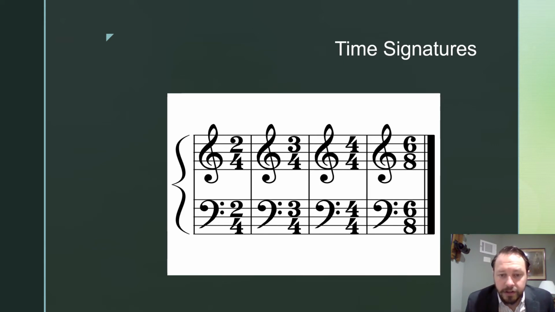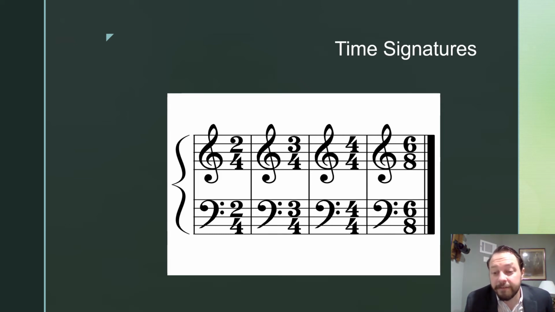Okay. And the next measure, that's 3/4. So 3 beats in a measure with the quarter note getting the beat. In the third measure, that's 4/4 time. We just talked about that. That is 4 beats in a measure, and the quarter note gets the beat.